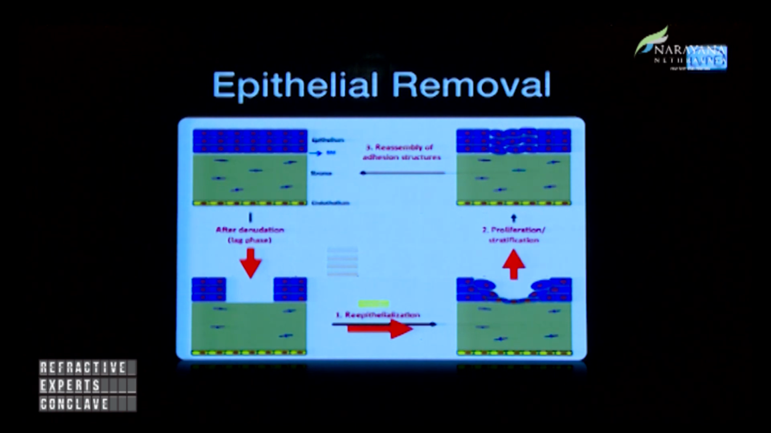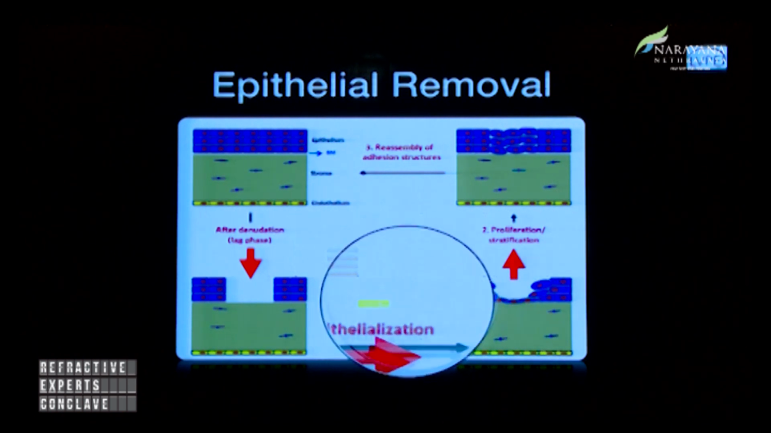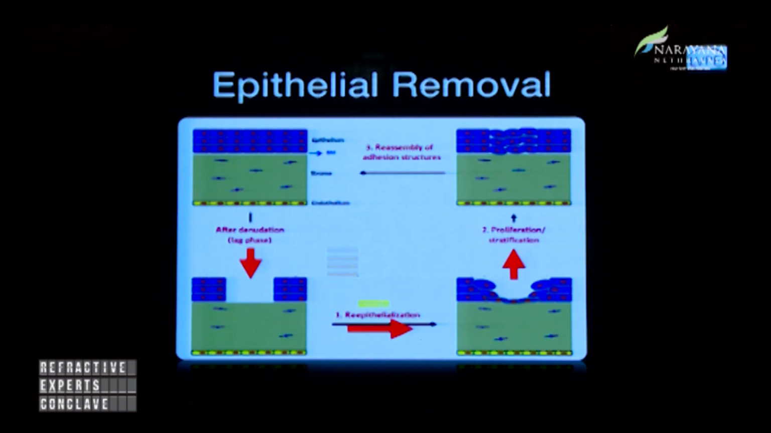And this stratification is what takes time, and this is the reason why post-PRK or post-epithelial removal, you do have a lag phase before patient's vision gets much better, because you do have a lot of irregularities on the surface of the cornea. So when you actually look at this, what happens is the epithelium behaves in two ways.